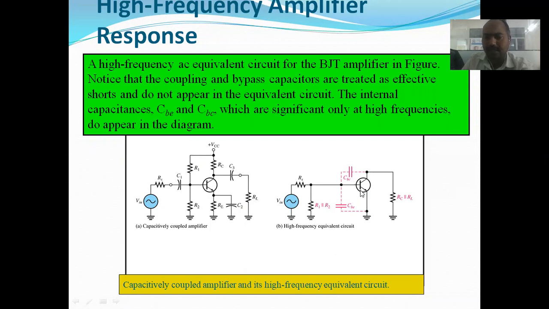In this case, three capacitors. This is your base terminal, this is your emitter, this is your collector. So from base to collector, a CBC capacitor is formed. Then from base to emitter, a CBE capacitor is formed, and from collector to emitter, a CCE capacitor is formed. I have not written it here. These three capacitors will come into the circuit. Why is it so? I'm telling you why it came.